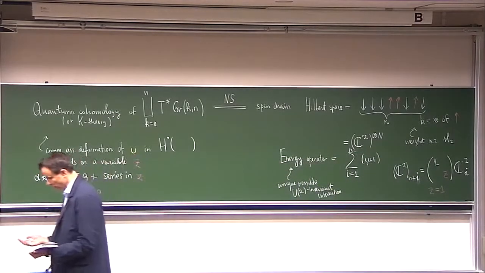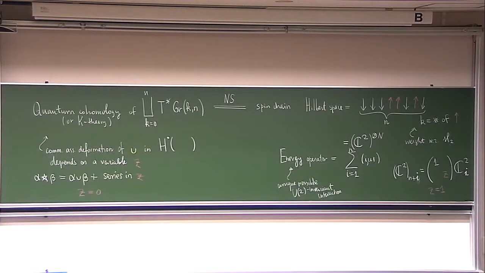So you really need to have a full, to see the identification, you really can't see the identification by looking at the classical cohomology here, the classical coproduct here, and something there, because z equals 0 is not really a value you can plug in there. And z equals 1 is really not such a good value to plug in here.